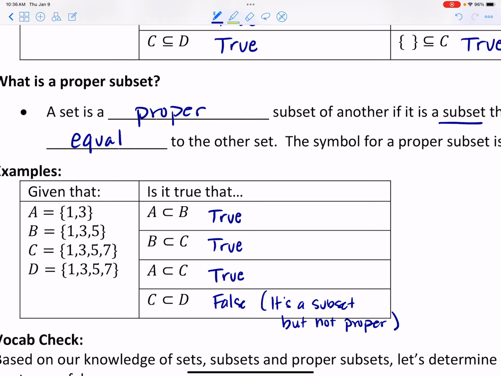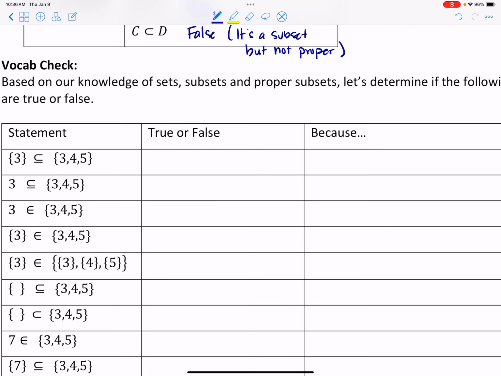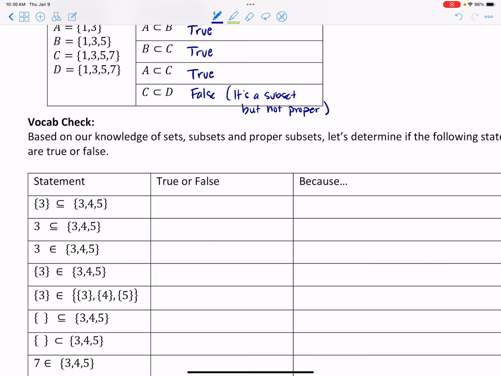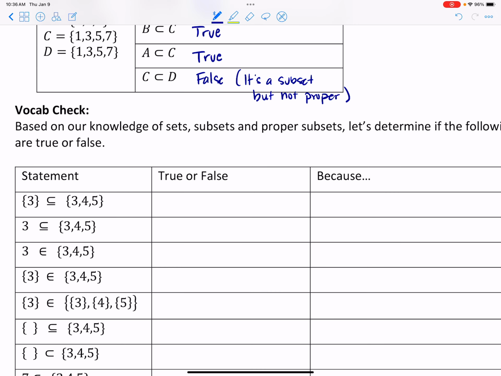Alright, so I've thrown a lot of vocab at you. I just want to make sure that it's sticking. So let's do a little vocab check here with a few more examples. The first statement in this box says that the set 3, because this is in braces, is a subset of the set 3, 4, 5. So just what we were doing a second ago. Could I make the set 3 out of the set that contains 3 and 4 and 5? Absolutely, this is true.